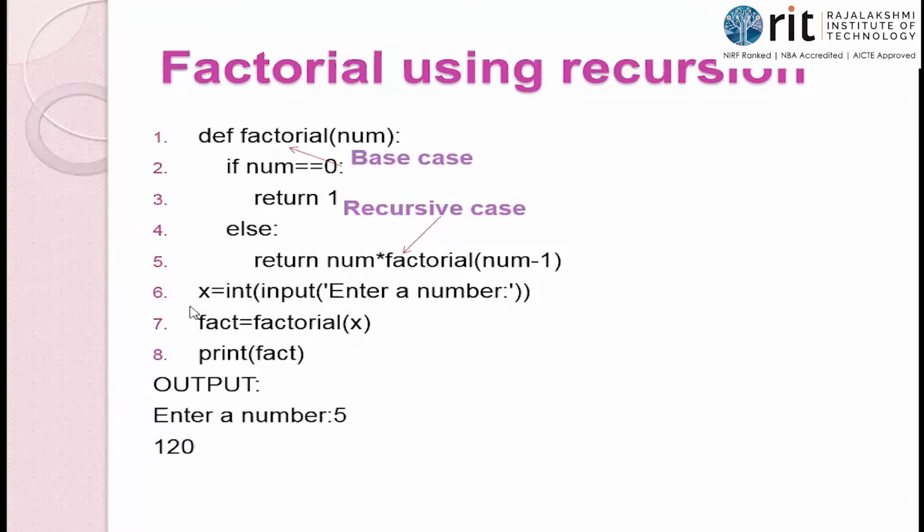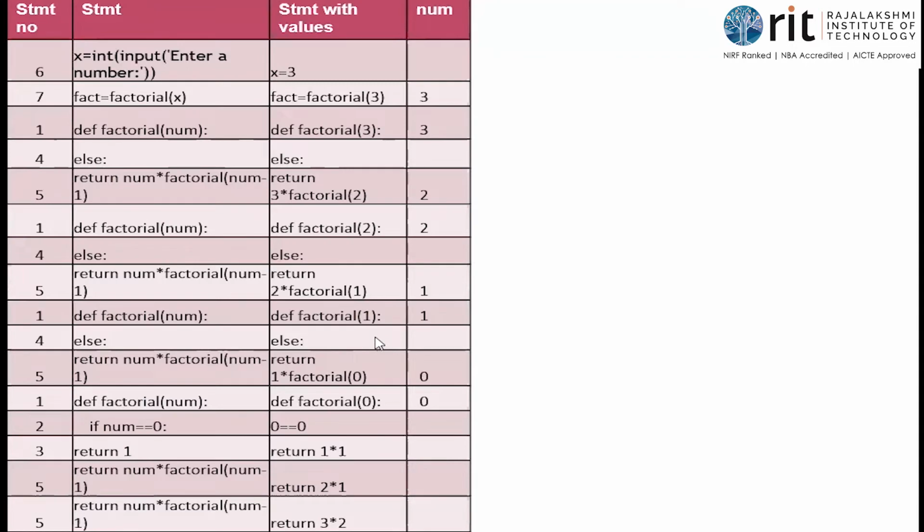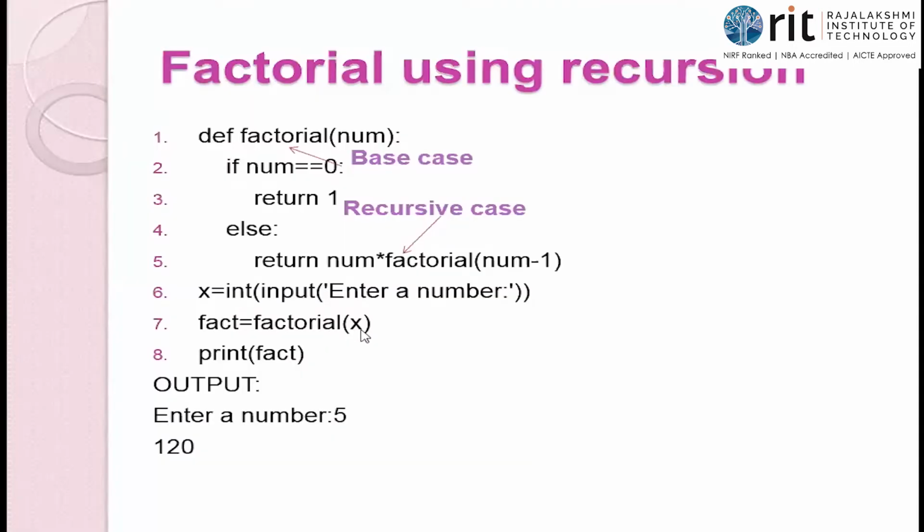Then the interpreter will go to the 7th line. It will execute fact is equal to factorial of x. It is an assignment statement. Focus on the right hand side. What is on the right hand side? Factorial of x. What is factorial? Factorial with brackets, so that is the function call. We pass the value of x. What is the x value typed by the user? 5. So factorial of 5 is a function call that gets executed.